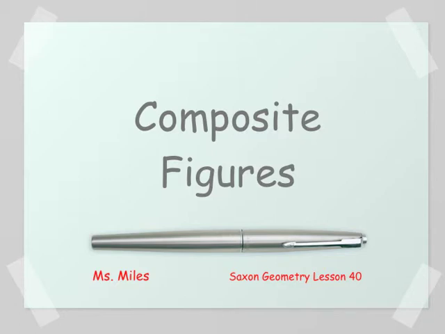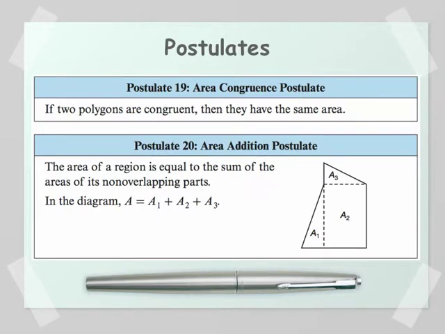Today we're going to look at composite figures. There are two postulates which pertain to today's lesson. First, if two polygons are congruent, then they have the same area. Secondly, the area addition postulate. The area of a region is equal to the sum of the area of its non-overlapping parts.